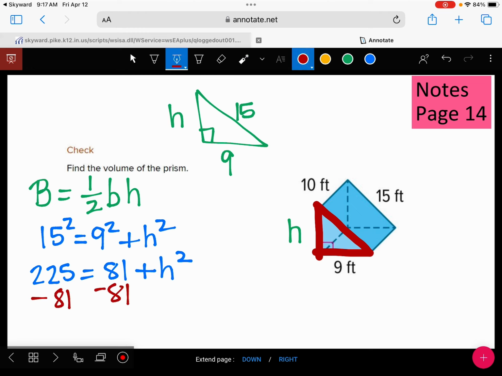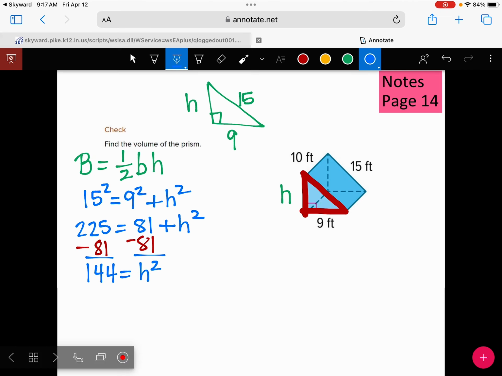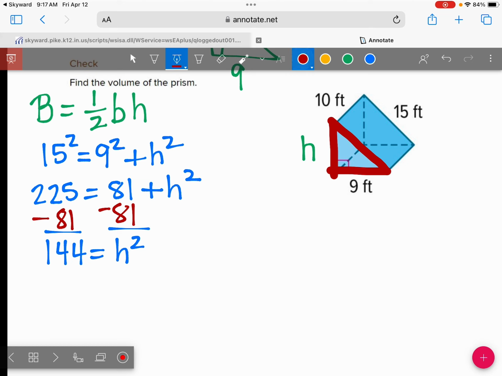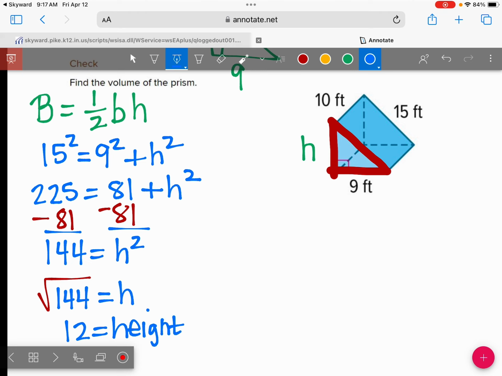Yep, so subtract 81. So 225 minus 81 is 144. And then our last step would be to take the square root. So the square root of 144 equals H. So the height is 12. So now that we know this height, the height of this side of the triangle, it's not the height of the prism. It's the height of the base.